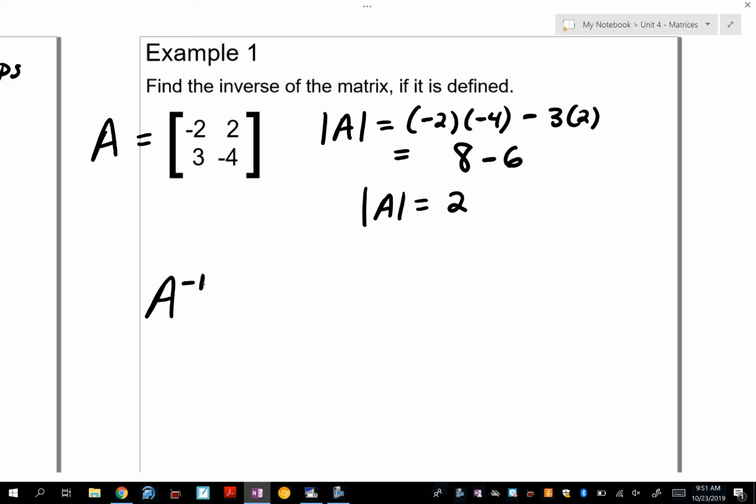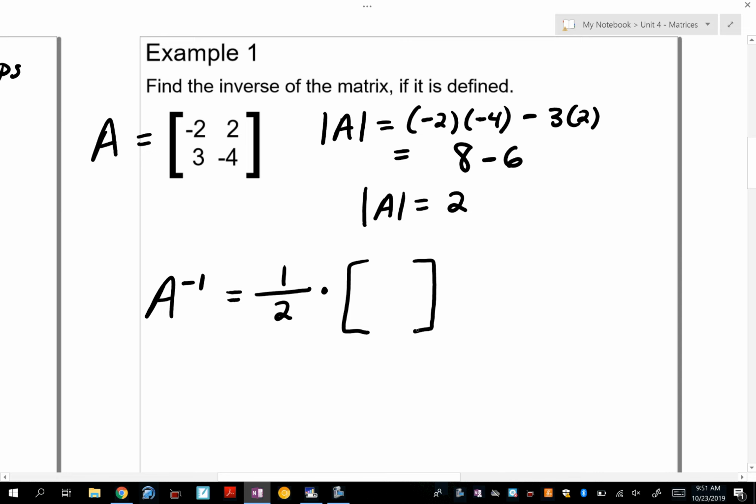I will be checking for that on the test. Equals 1 over. What was the determinant of matrix A? 2. So whatever number it is, -8, 7, whatever number it is, you're going to put it in the denominator. Is everybody good with that? Okay, times. So here it is. You ready? Okay, here it is.